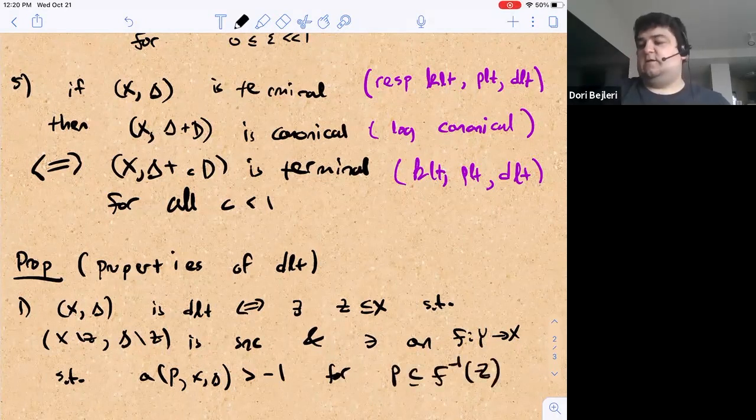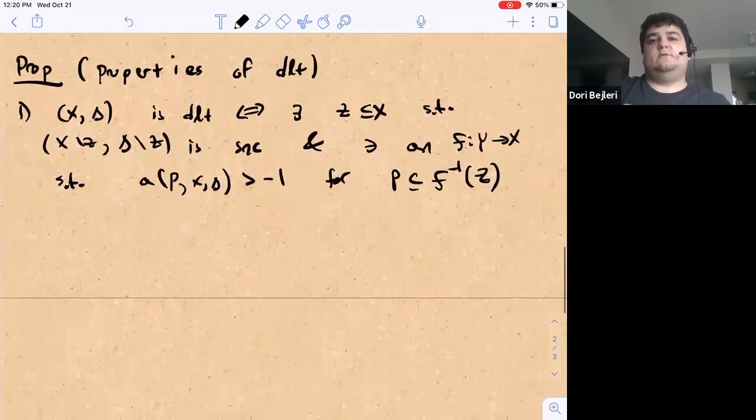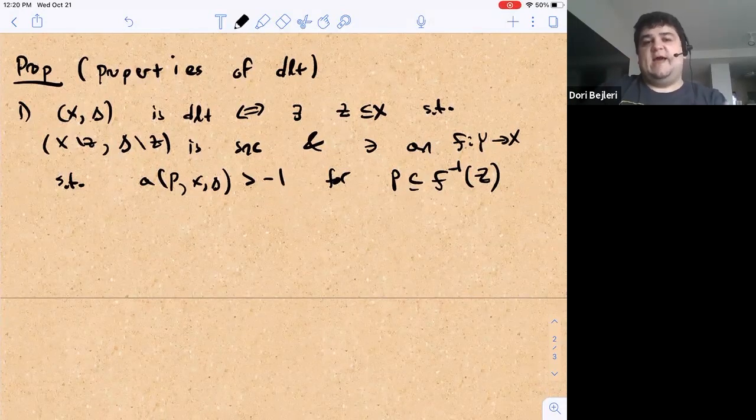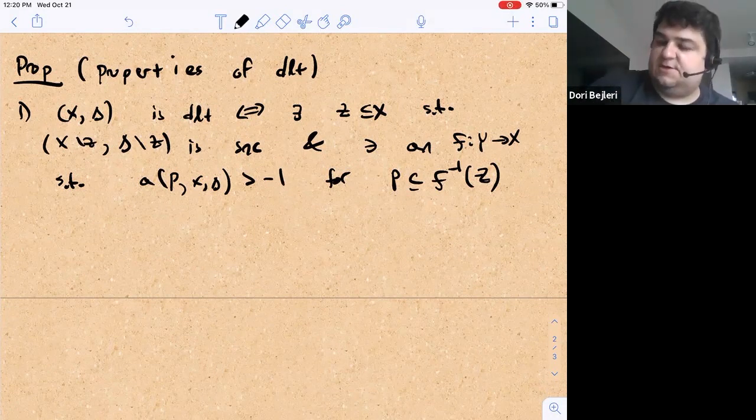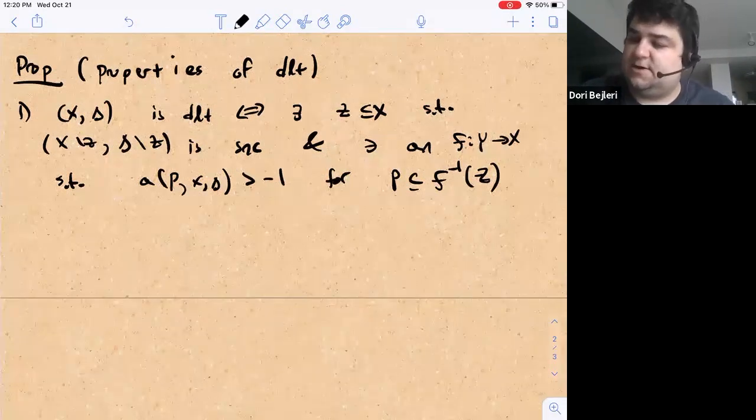So again, this is saying that you're DLT if you have this subset away from which you're simple normal crossings, and then you have a resolution where every discrepancy over that Z is greater than −1. So you only need to check one resolution rather than the definition, which said any exceptional divisor over that Z had to have discrepancy greater than −1.